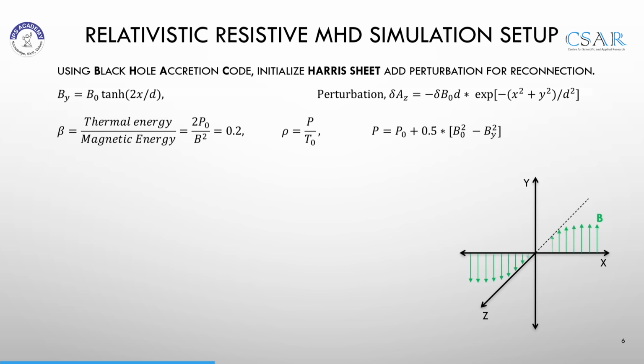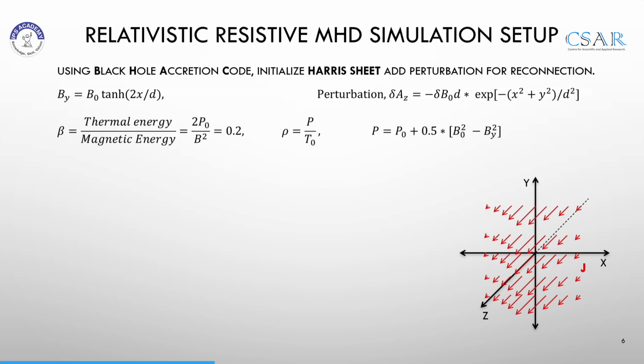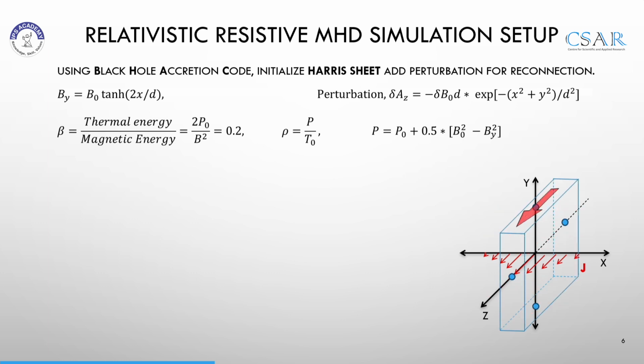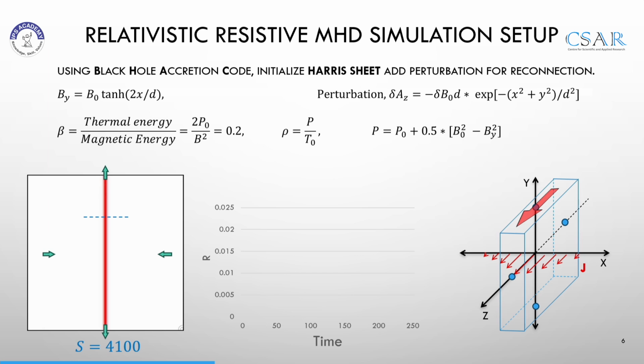So this is the coordinate space, and this B is the tanh function. And you can see there are antiparallel field lines present near the origin, because of which we get a current density, J, along the Z direction. And this is present throughout the XY plane, and hence we obtain a current sheet. Now we'll look into a simulation.